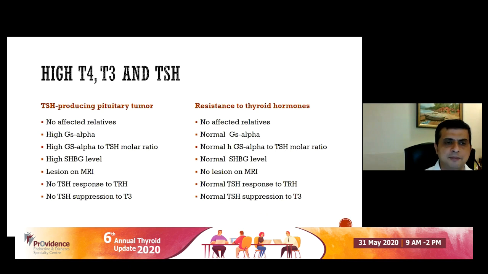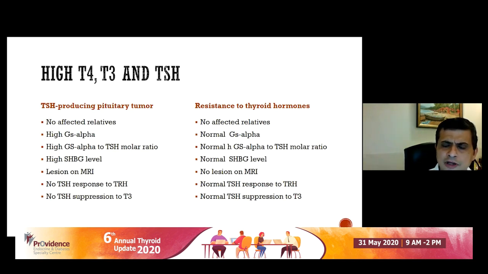But you will look at other possibilities such as a TSH producing pituitary tumor or resistance to thyroid hormone. Well, one test that can pick up is the alpha subunit of TSH, and that alpha subunit is high in TSH producing pituitary tumors, but it may not be high when there is resistance to thyroid hormones. The point I'm trying to make is that resistance to thyroid hormones is very rare. TSH producing pituitary tumor is very rare. Having a patient with thyroiditis and on oral contraceptives is more likely.